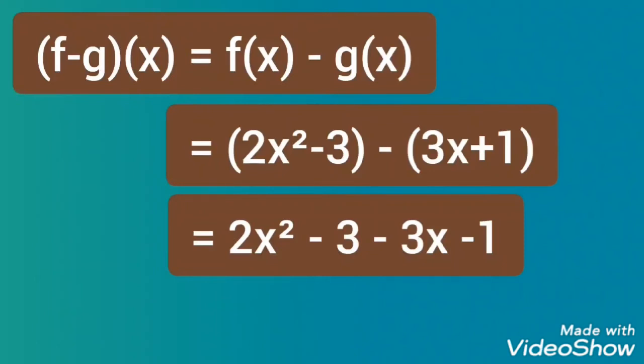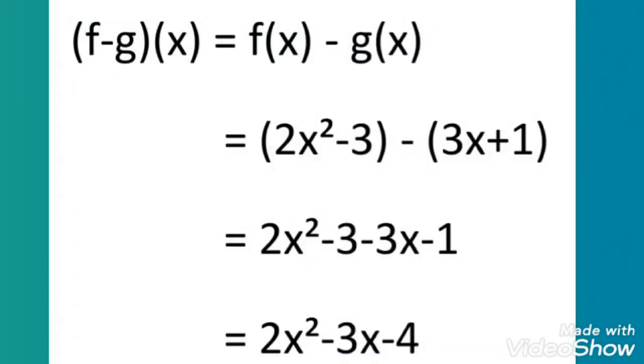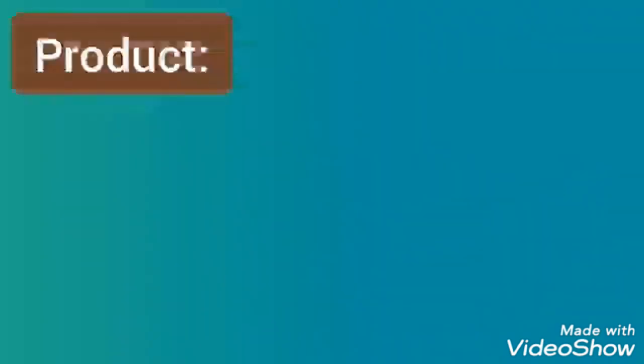So the next step is that we are going to combine like terms. So 2x squared, and then just copy negative 3x, and then simplify negative 3 minus 1, that will become negative 4. So that's our final answer for the difference. Now what about the product?